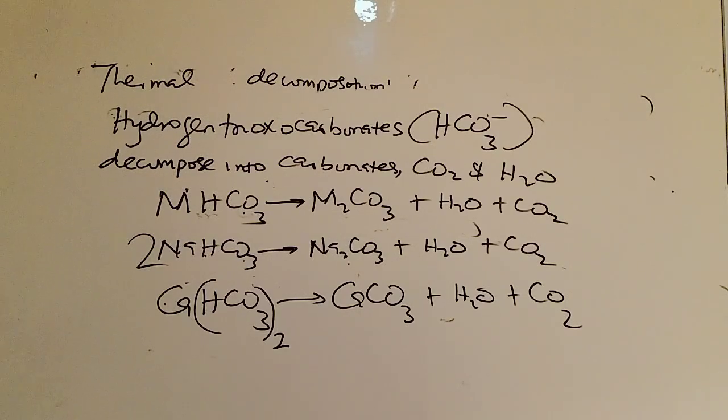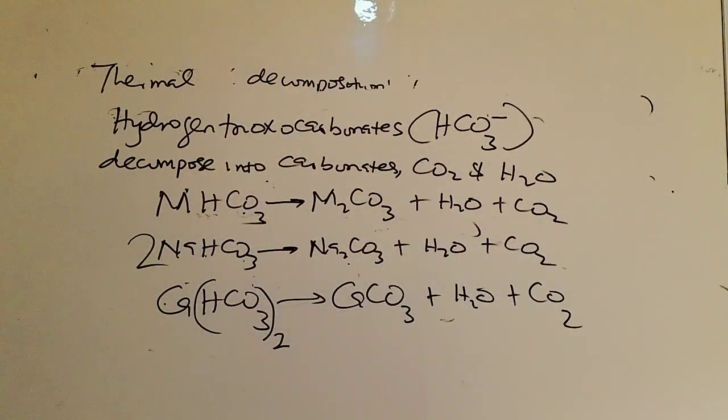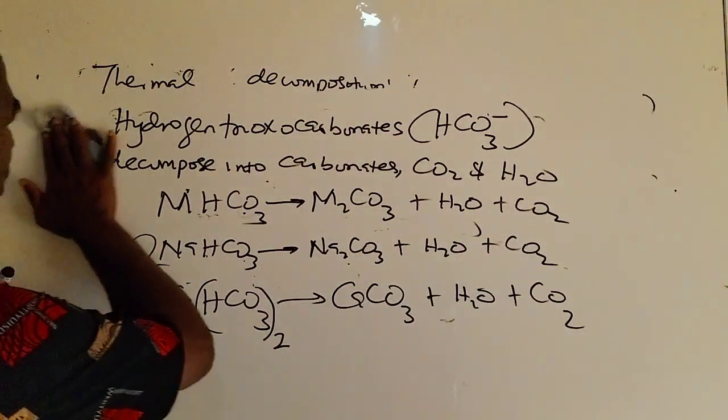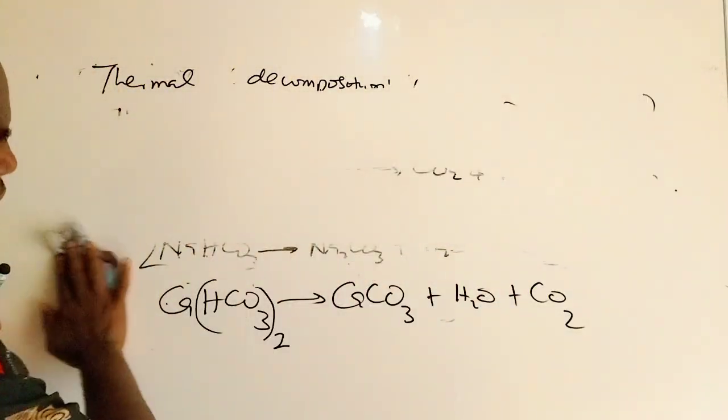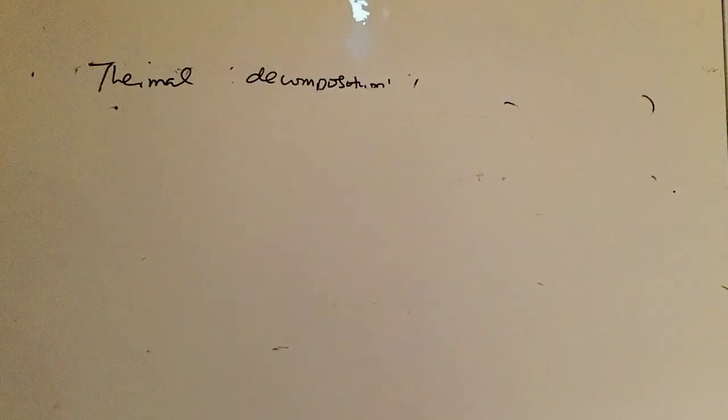Hydrogen carbonates of group 1 and that of group 2 produce similar products, which are the carbonates, water, and carbon dioxide. So these rules, you have to master them to do well in this aspect of decomposition called thermal decomposition.